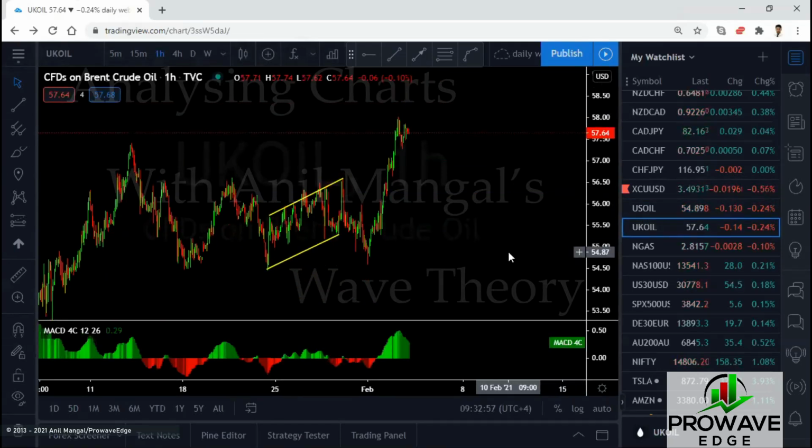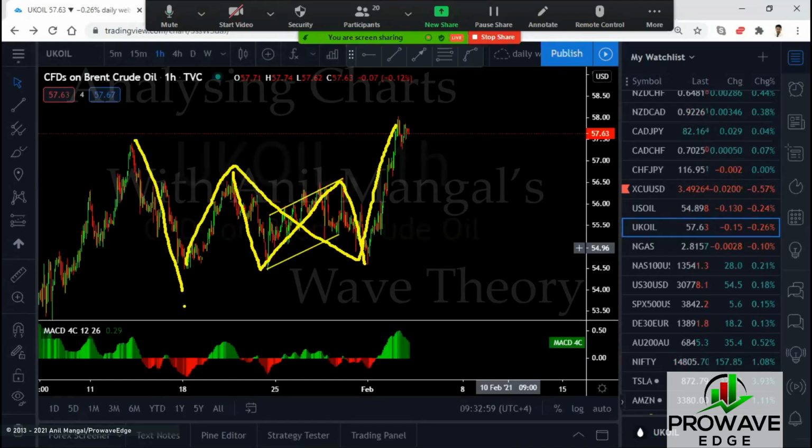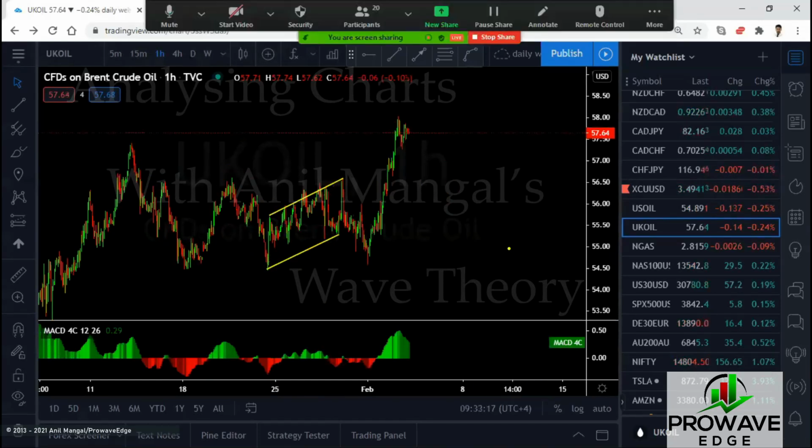UK oil, very similar structure, right? We have got this one, we've got that, we've got this, we have this, we got this, and we have this. We still don't have that. Now, I wouldn't be surprised if this drops here and then takes off. Now, do we have any sell setup? No. Do we have any buy setup? Not as yet. But if they consolidate more in this zone a little more, you will end up with a buy setup rather than a sell.